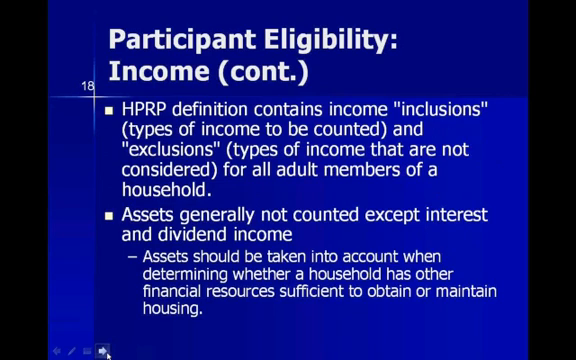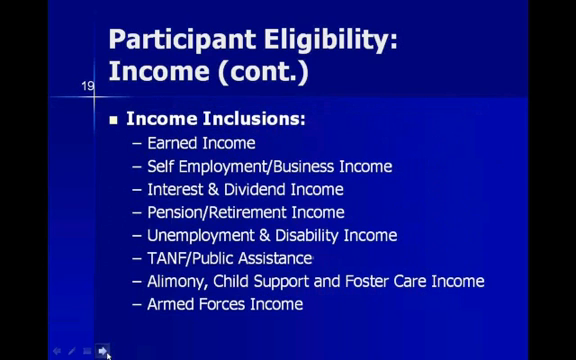But you can go to the next slide, and that actually lists some of the items that are on the income inclusions list. So when we talk about determining or calculating income for HPRP eligibility purposes, you want to look at earned income that somebody's earned through employment, self-employment or business income, interest and dividend income, pension or retirement income, TANF, public assistance income, any unemployment benefits they may receive, alimony, child support, foster care income, and then you'll see up there armed forces income.